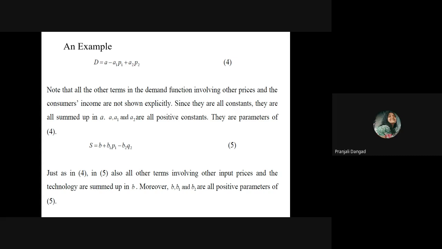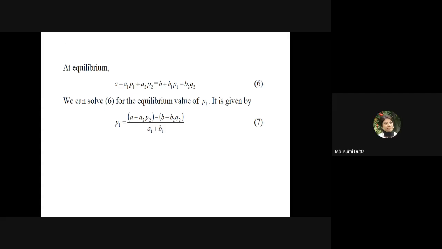Ma'am, it is A plus A2 P2 minus B minus B2 Q2. You are getting A plus A2 P2 minus of B minus B2 Q2, whichever is the numerator. Yes, ma'am. Okay, very good. Everybody should get that. If I consider D minus S, we will get the numerator at P1 equal to 0.